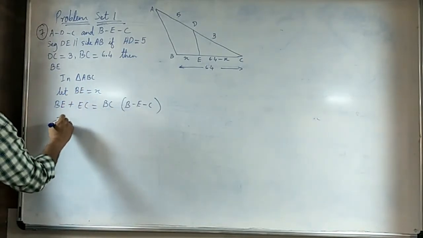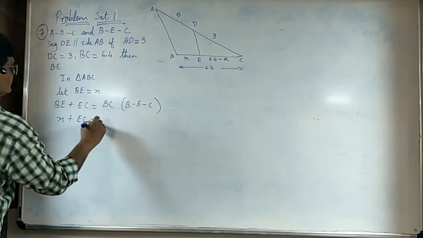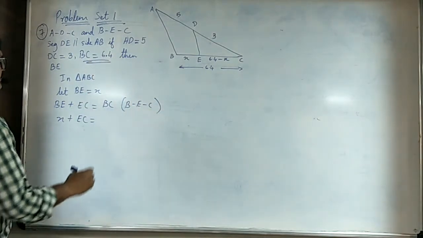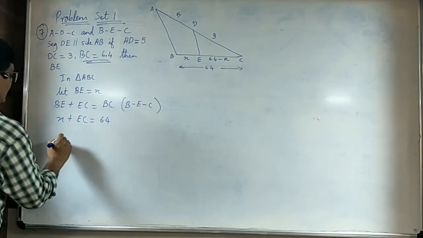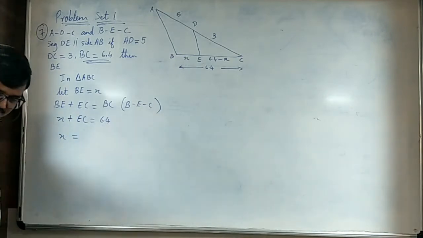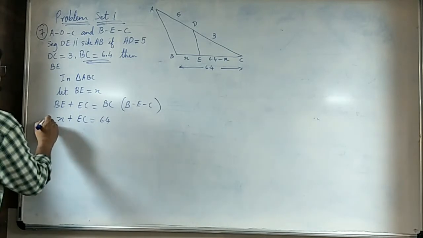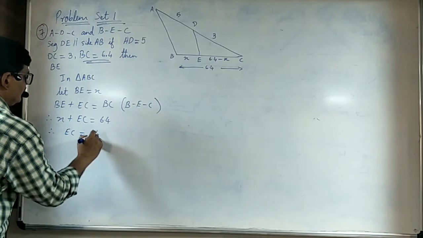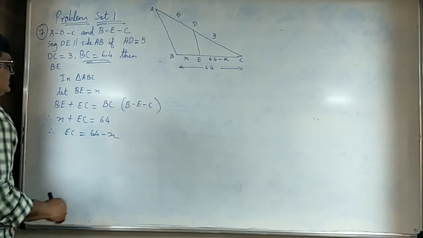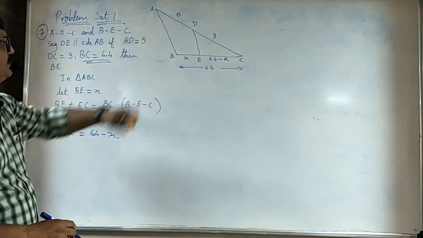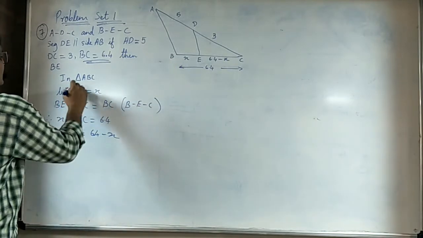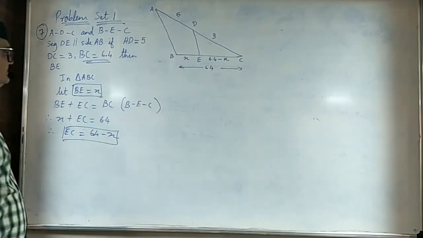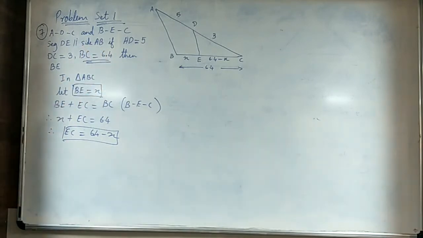BE is X, so X plus EC is equal to BC, and BC is given in the question as 6.4. So if I want to find the value of EC, EC will be 6.4 minus X. This is how I got 6.4 minus X. I kept BE as X, so EC is 6.4 minus X. Is that correct?